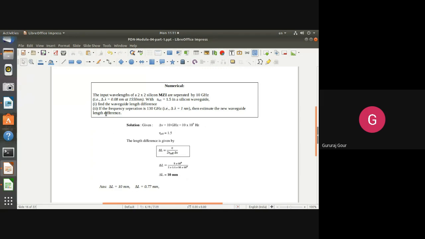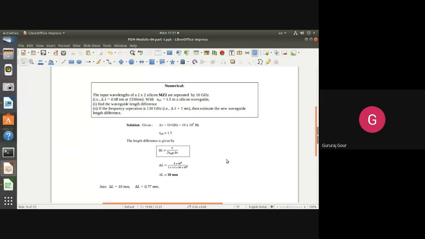The second section asks, if the frequency separation is 130 gigahertz instead of 10 gigahertz, now it is increasing, which means delta L will be reduced further. Instead of 10, we now get a much smaller value, 0.77 mm.